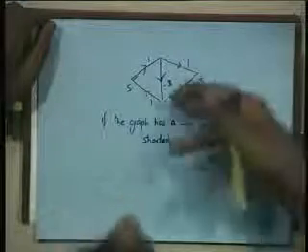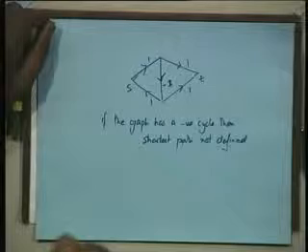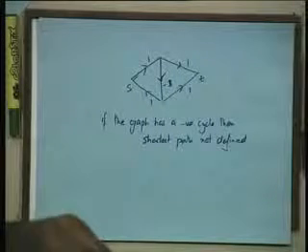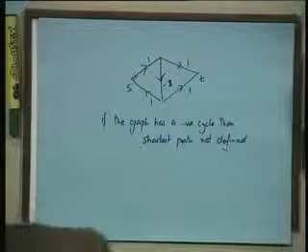Now, how can I solve this? How can I find the shortest path in a graph which has negative edge lengths? Or first, can Dijkstra's algorithm work? Does Dijkstra's algorithm work here?